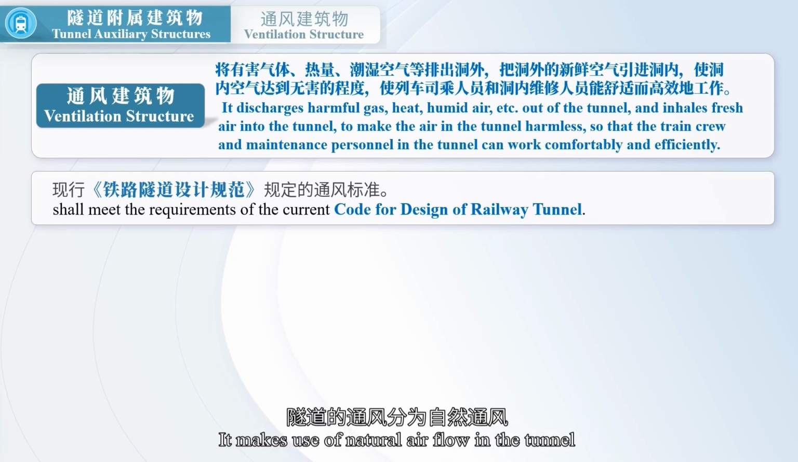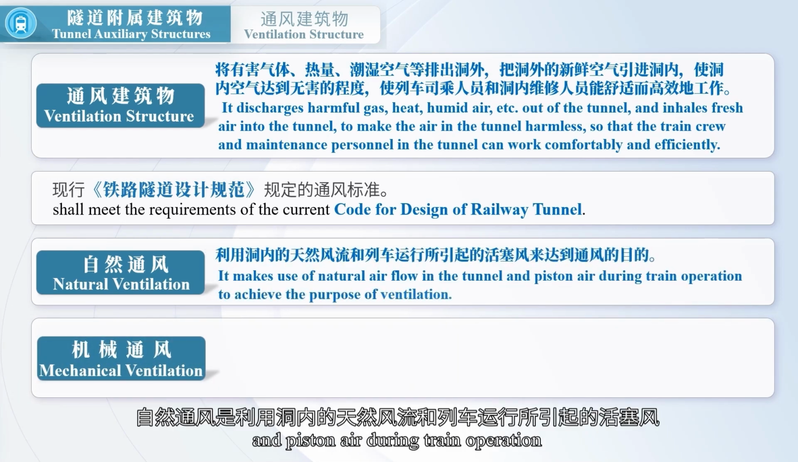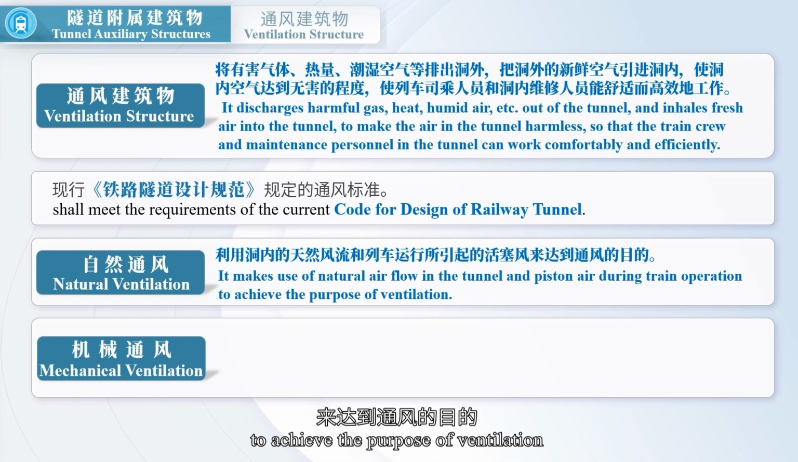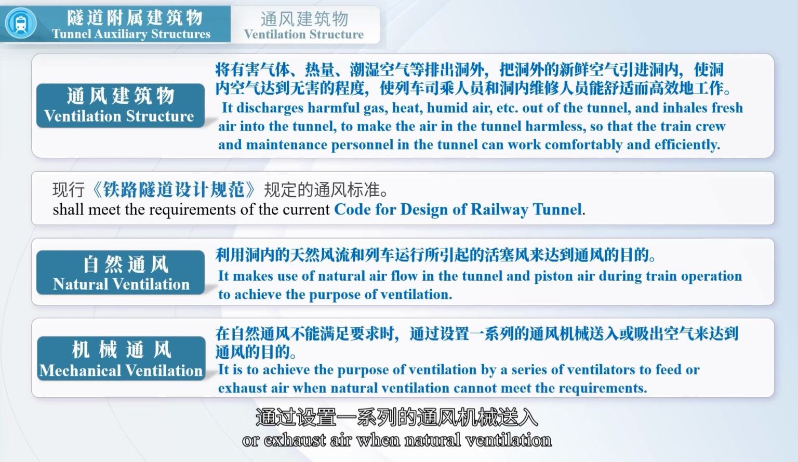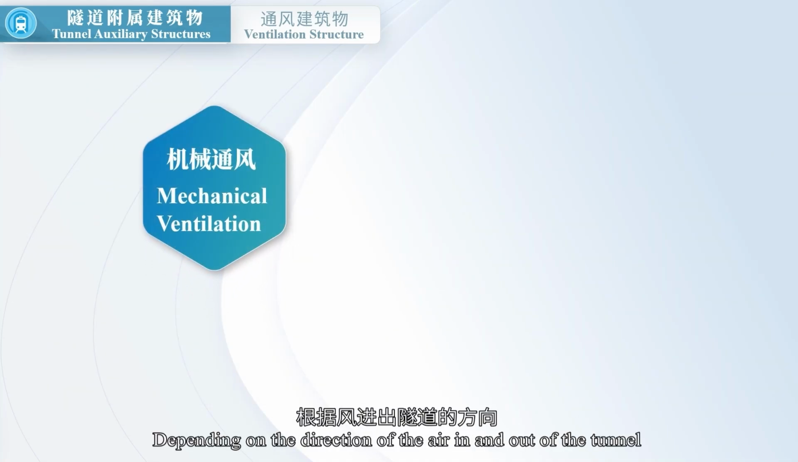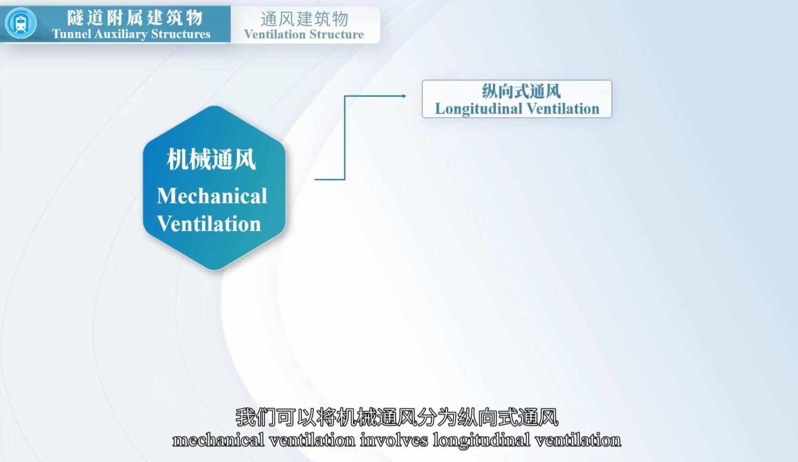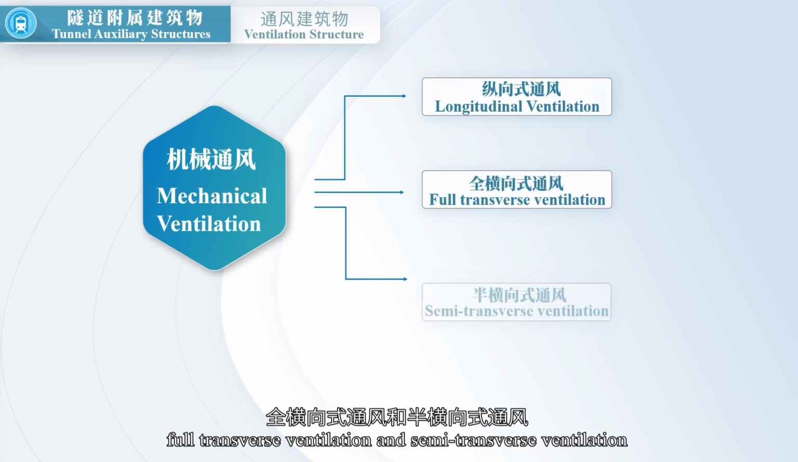It makes use of natural airflow in the tunnel. There is natural ventilation and mechanical ventilation, and piston air during train operation. Mechanical ventilation achieves the purpose of ventilation by a series of ventilators to feed or exhaust air when natural ventilation cannot meet the requirements. So how do we arrange mechanical ventilators? Depending on the direction of the air in and out of the tunnel, mechanical ventilation involves longitudinal ventilation, full transverse ventilation and semi-transverse ventilation.